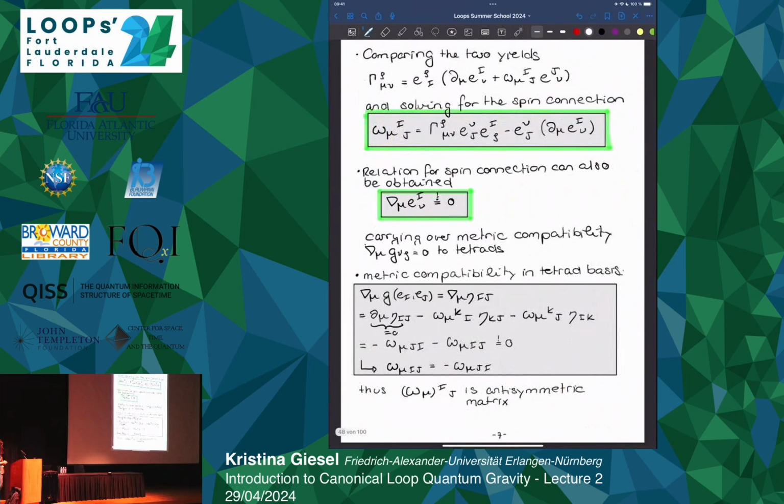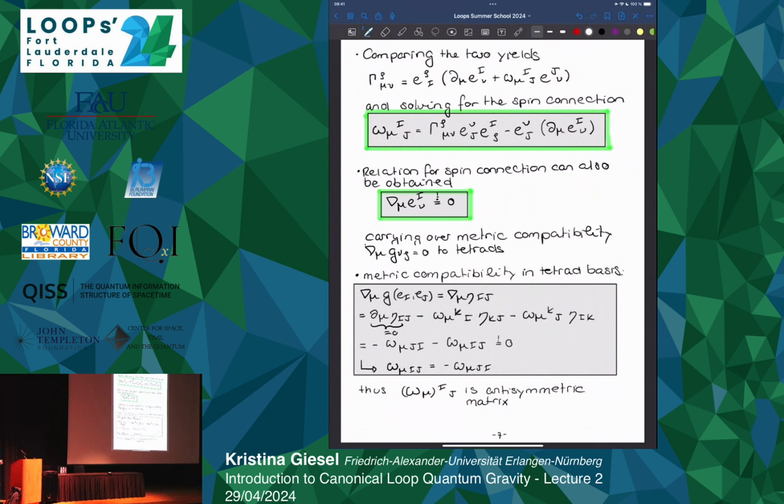And if I do this, I can solve for the spin connection and express it in terms of the Christoffel symbols and the tetrads and their derivatives. Either I use this argument, or we know that for the Christoffel symbols in GR, we require metric compatibility and torsion freeness. And if we carry over the metric compatibility to the tetrads, then you have a relation like this, which also gives you the same relation between the spin connection and the Christoffel symbols.